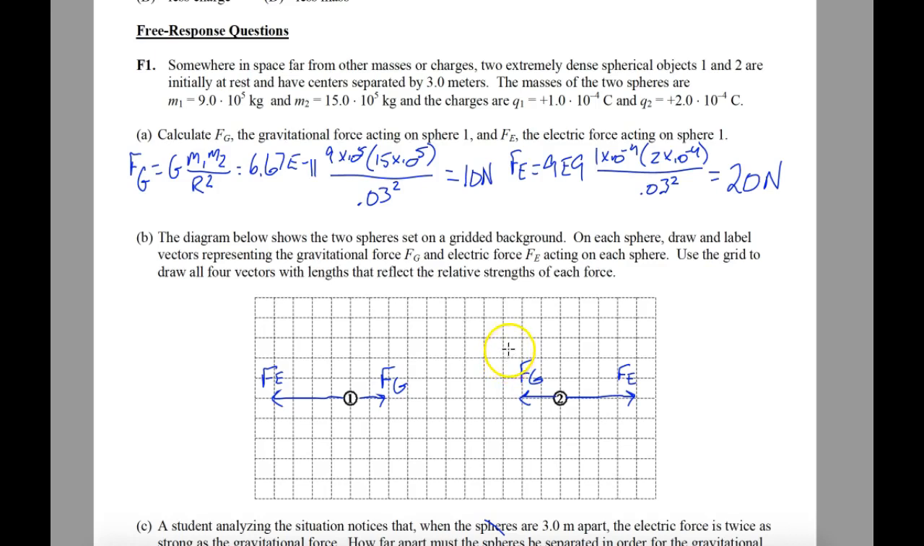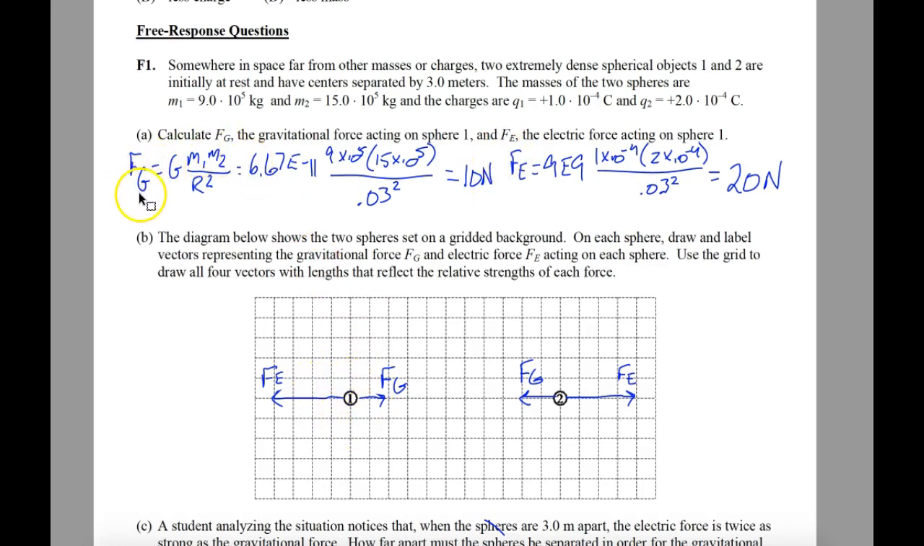So the force of electricity should be pointing away from each other, which we'll see happens in the diagram down on the bottom. And because they both have mass, they are attracted to each other because the force of gravity always pulls things together and never pushes them apart. They want to know, calculate Fg and Fe, the gravitational force and the electric force acting on sphere number one.